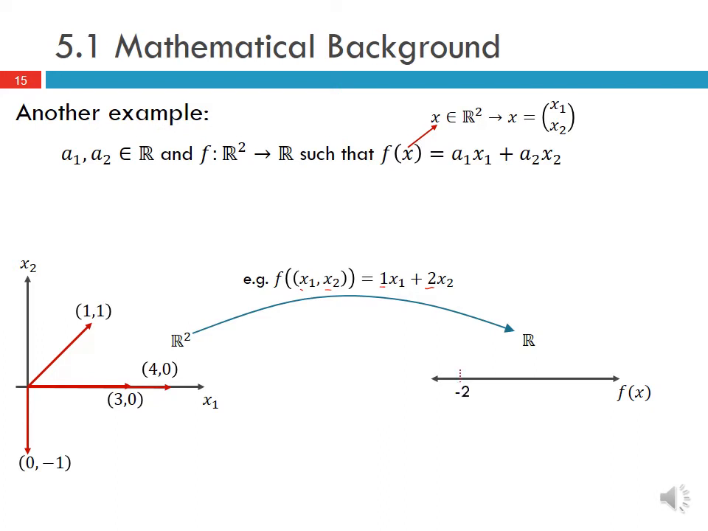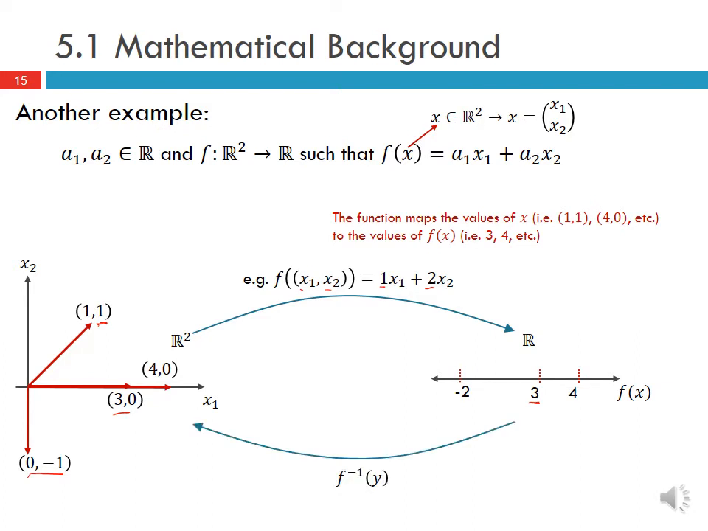So for example, if I put the vector (0, -1), that maps onto -2. If I put in (1, 1), then that maps onto +3. If I put (4, 0), that maps onto +4. And if I put (3, 0), that maps also to +3. So this function maps the values x, so for example (1, 1), (4, 0), etc., to the values of f of x, which are 3, 4, etc.